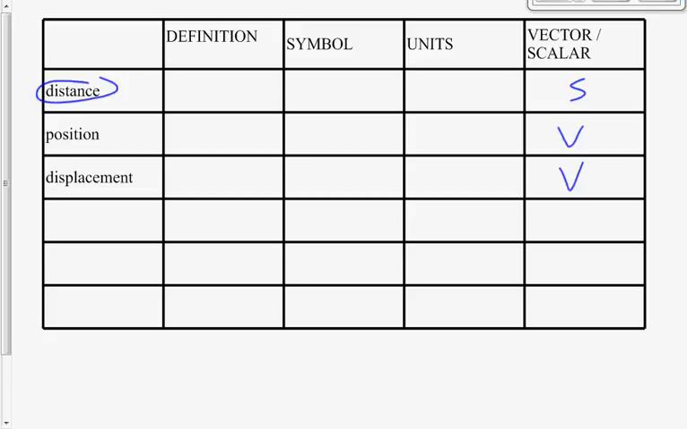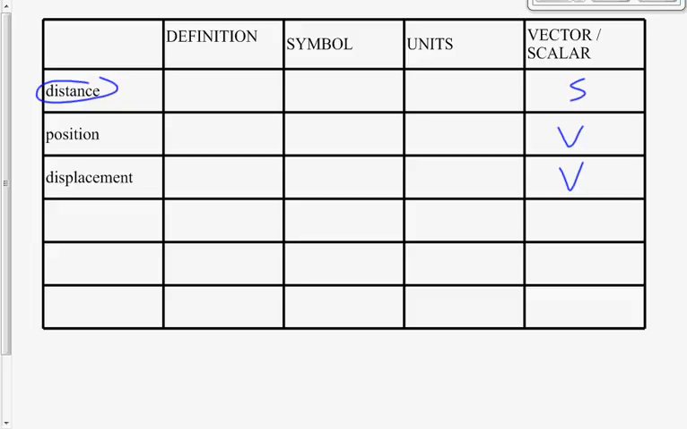The example that I used yesterday: I drove 75 kilometers to Staveley for my son's hockey game on Sunday, and then I drove 75 kilometers back. The odometer of my car read 150 kilometers when I got back. It didn't care that I went south and then I went north. It just cared that I drove 150 kilometers. It measured my distance traveled.